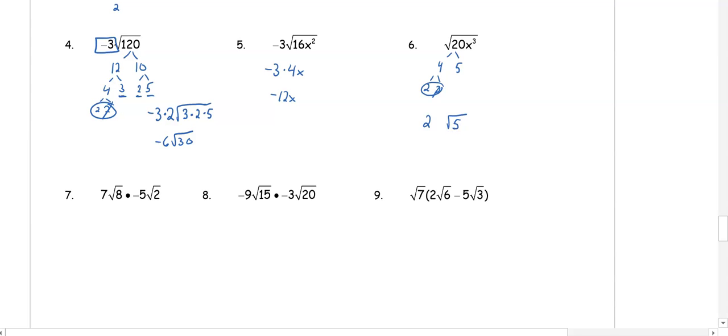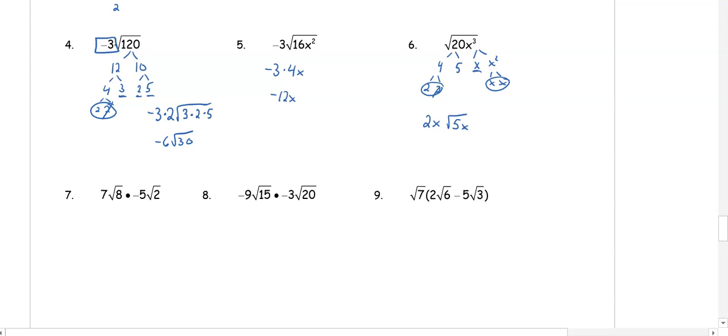Now, for x cubed, if I was to write this out, it would be x times x squared, which would be x times x times x. So I have a pair of x's. That brings the x out front like in number 5, but we have this other x left over, so that's going to stay under the radical.